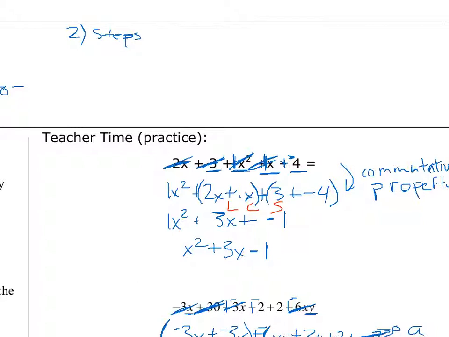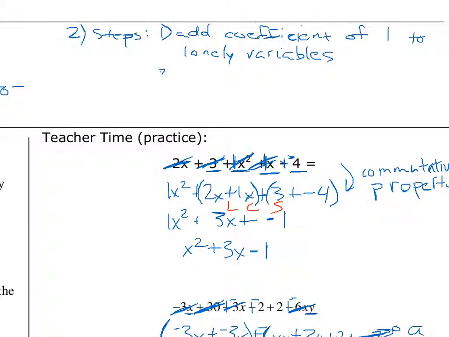And she's saying step 1. Step one, add coefficient of 1 to our lonely variables. To our variables that don't have coefficients. Step two, what did we do next? Judea. Even before we used the commutative property, we needed to do something else. Yeah, leave, change, switch. Then use commutative property.